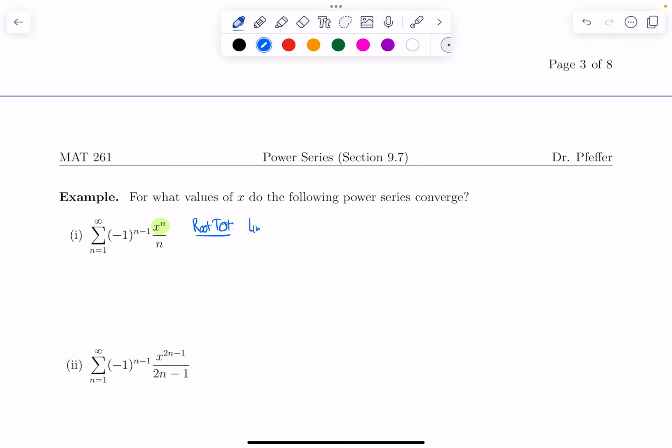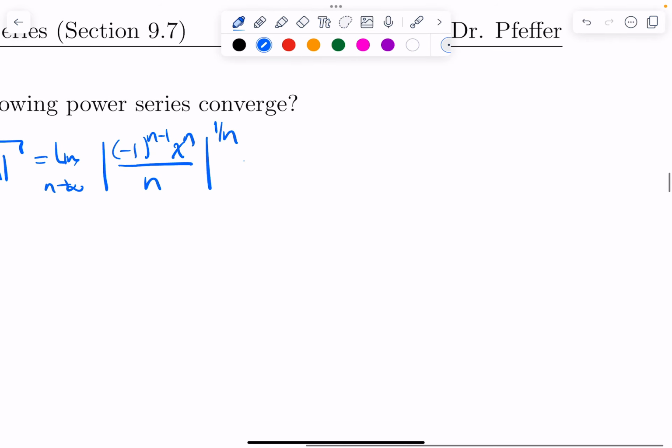This means I'm going to compute the limit as n goes to infinity of the nth root of the absolute value of a_n. That's everything. So this is the limit as n goes to infinity of the absolute value of (-1)^(n-1) x^n over n, all to the 1 over n. The absolute value, of course, will kill the (-1)^n, so we'll be left with the bottom being n, the nth root of n.